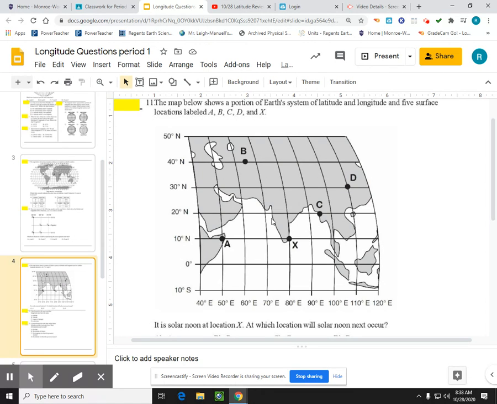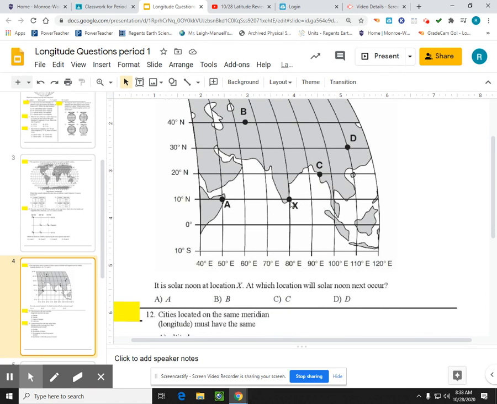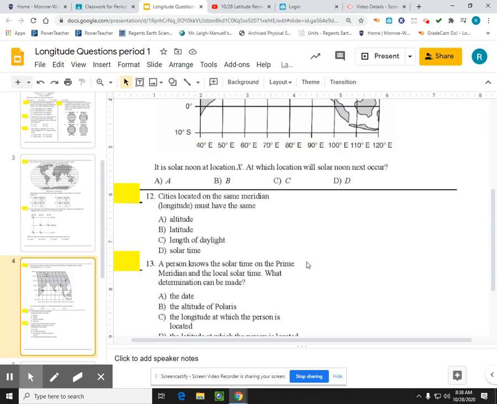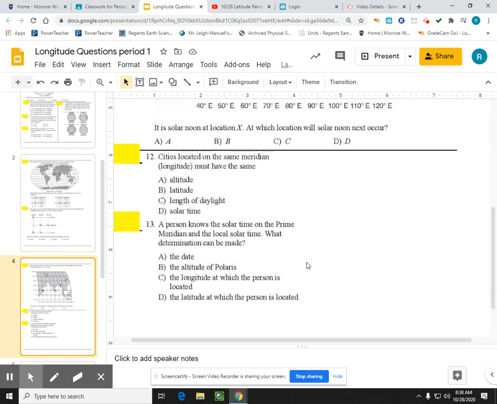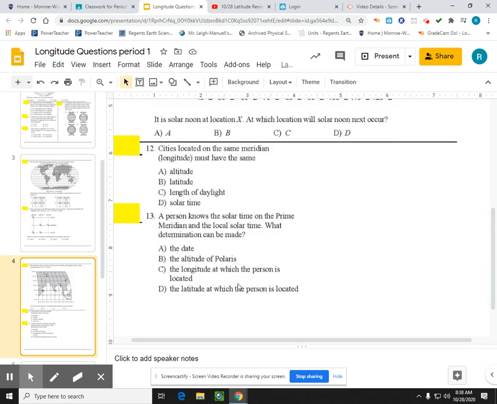Okay, if it's solar noon at X, at which location will solar noon occur next? So all these places over here are ahead of time. They've already had their solar noon. They're ahead. The next solar noon would be at B, which is behind time right now, but eventually it will reach the point where it's solar noon. So it's earlier at B, they're going to be the next solar noon. Cities on the same meridian always have the same solar time. If a person knows the solar time of the prime meridian, local solar time, they can tell the longitude they're located at.